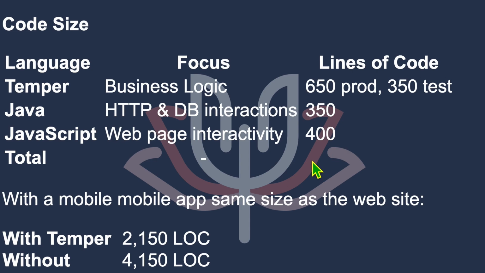With Temper, that's 2,150 lines of code. Without, a little bit over 4,000. Temper saved almost half initially because business logic really adds up.